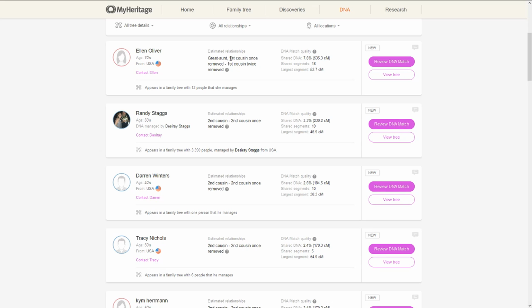Now, here it says a great aunt or a first cousin once removed. And I already have this person in my ancestry tree. So they are not on Ancestry. So this is a match of a cousin who had 535 centimorgans that is not on Ancestry. Now, the next person, this is a second cousin, and again, they are not on Ancestry, nor are they.